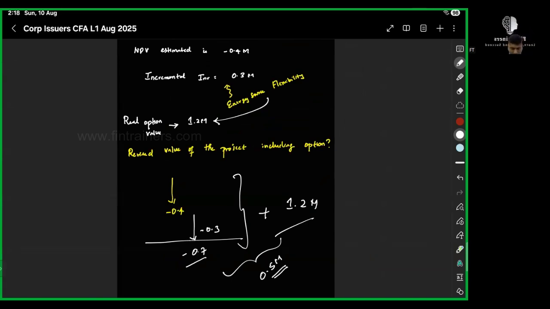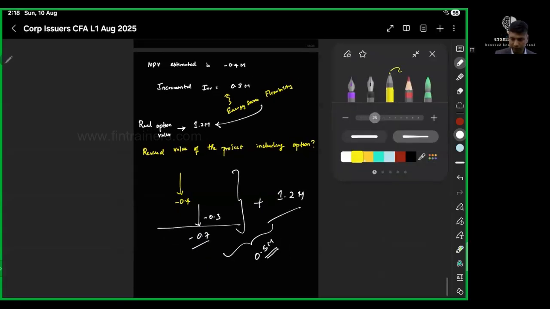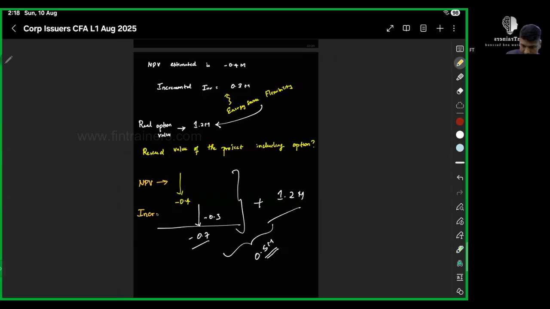So that is how you do it. Okay. So you're going to be doing NPV of minus 0.4, initial capital incremental outlay of 0.3. The real option value is 1.2. So the new project value including the option would be 500,000, 0.5 million. Write it down. Incremental capital outlay is this, and then you have the real option value. So the new project NPV, including option, would be 0.5.